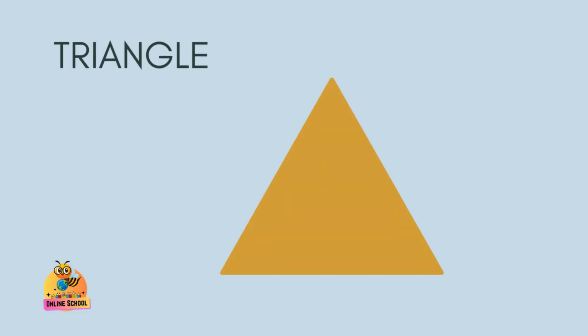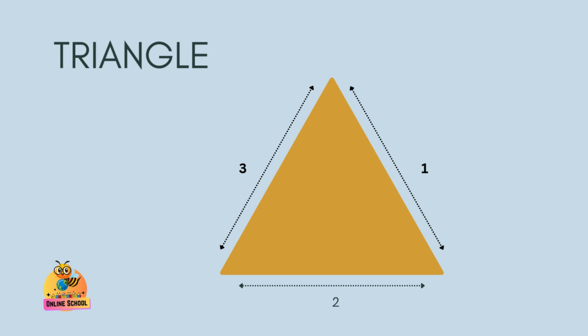Next one is triangle. Look at this picture. Let's count how many sides there are. 1, 2, 3. How many corners are here? 1, 2, 3. So, a triangle has 3 corners and 3 sides.